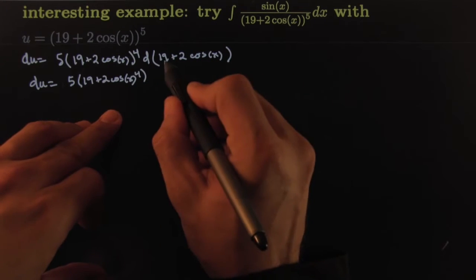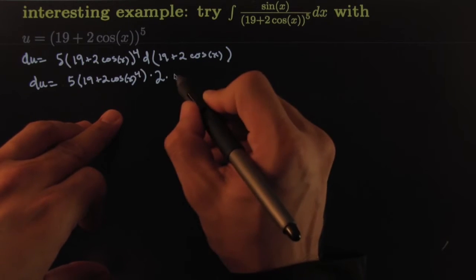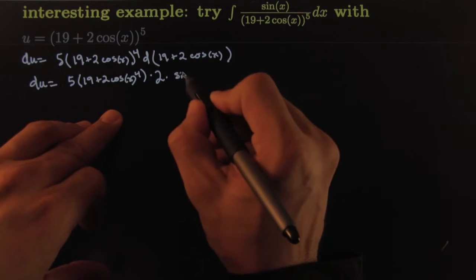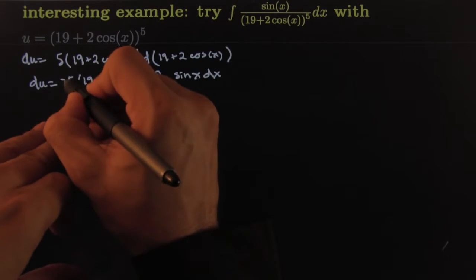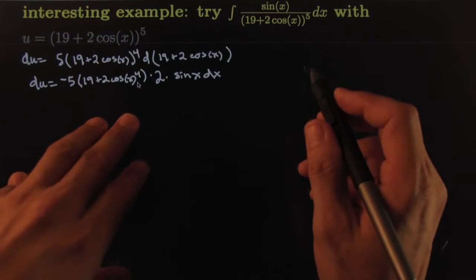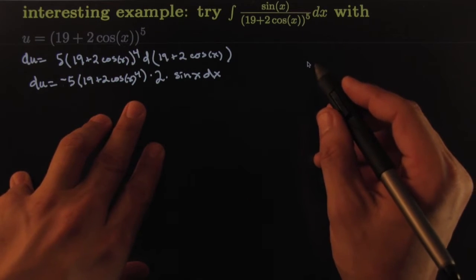Alright, let's do the differential here. The differential of 19 is gone. The 2 can be pulled out. The cosine would be a negative sine of x, and a dx. I think I'm missing a negative here. Negative. There's your little dictionary. The question is, will that work? Maybe, maybe not. Let's try it.